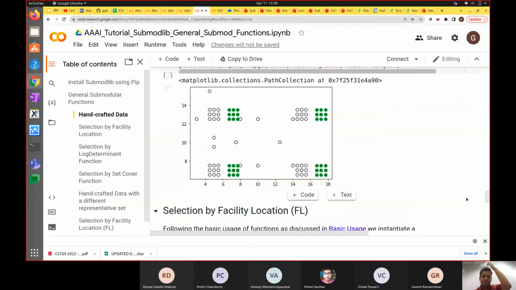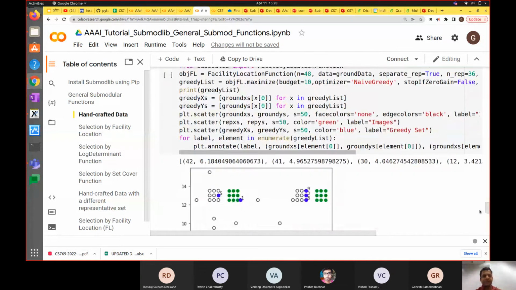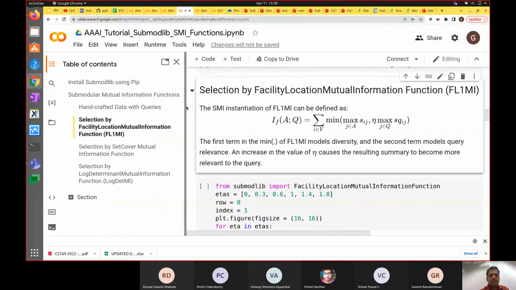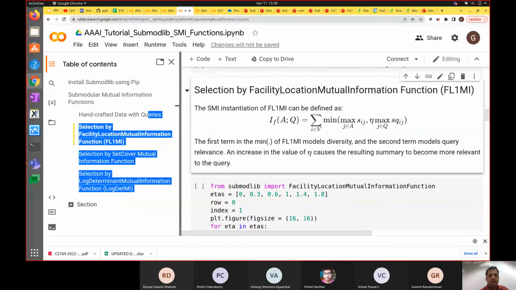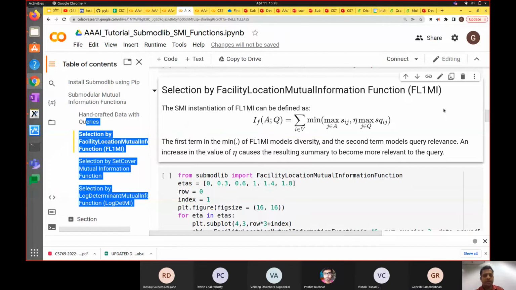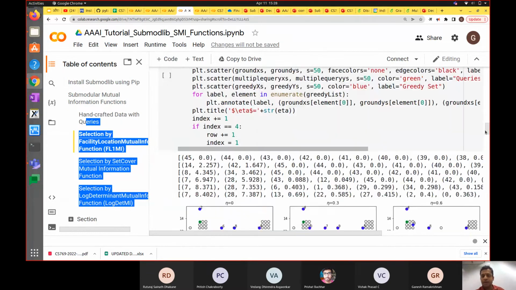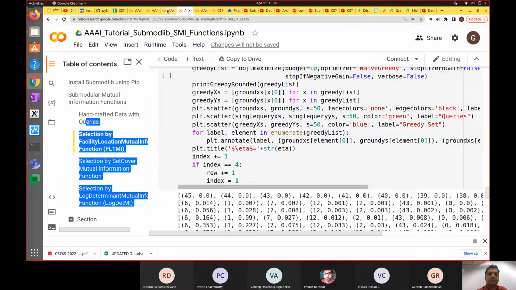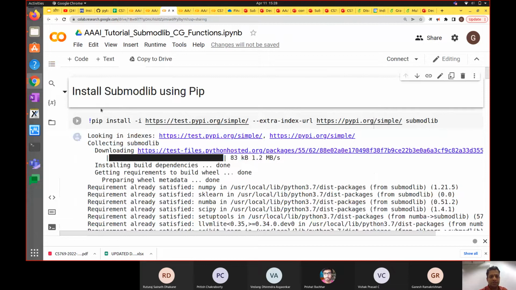So you can do this, yeah. You can do a different representative set and so on. So this is general submodular, and then there is submodular mutual information functions. Again, you can do this for handcrafted data. I'll not spend too much time on this. So let me go to the other, this conditional gains.